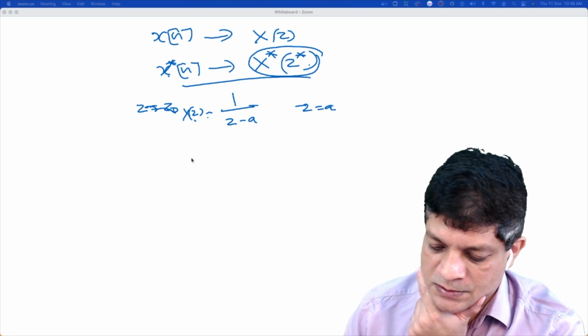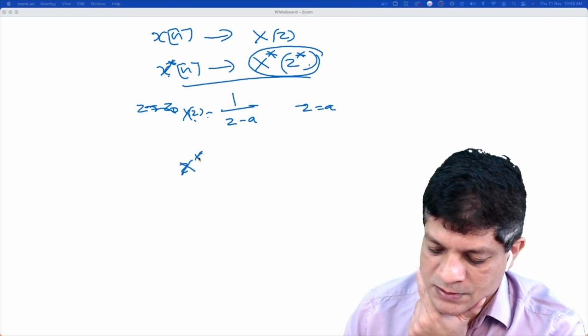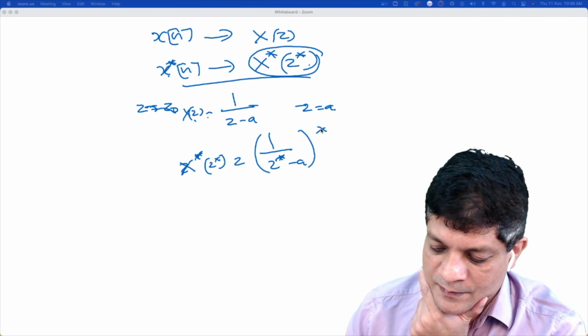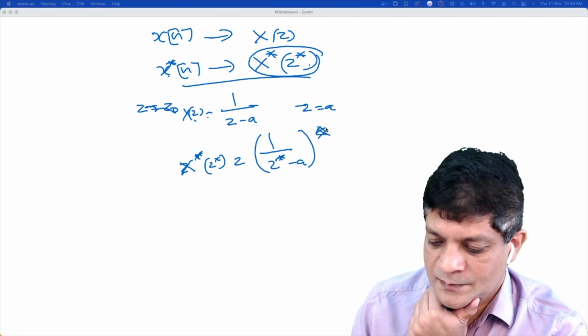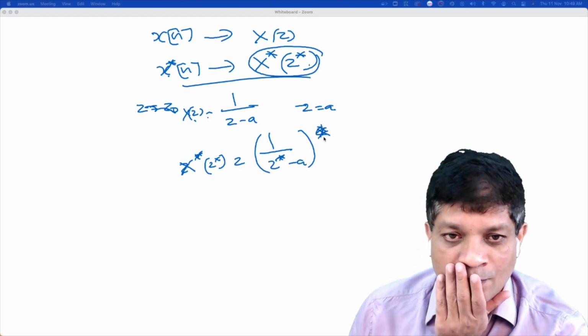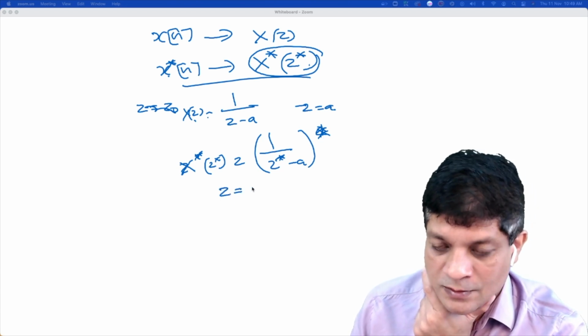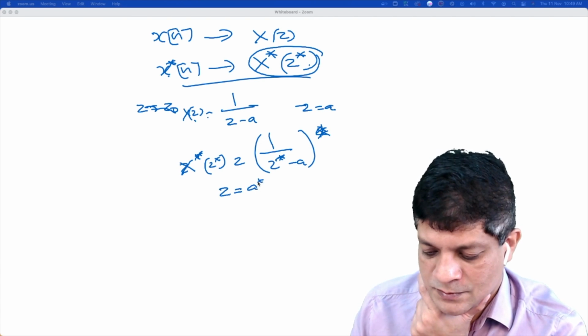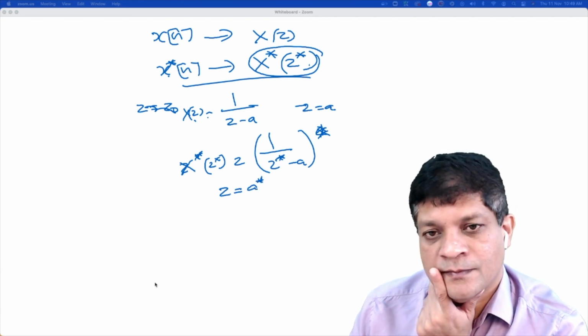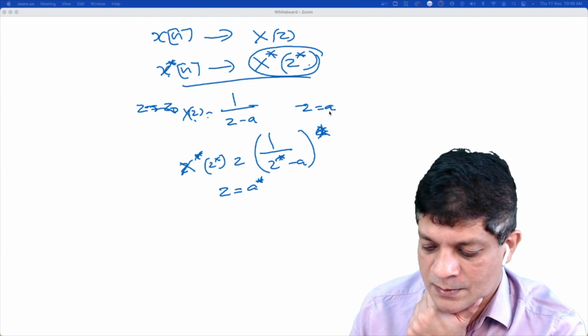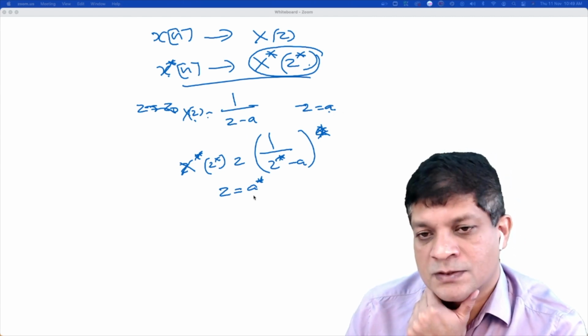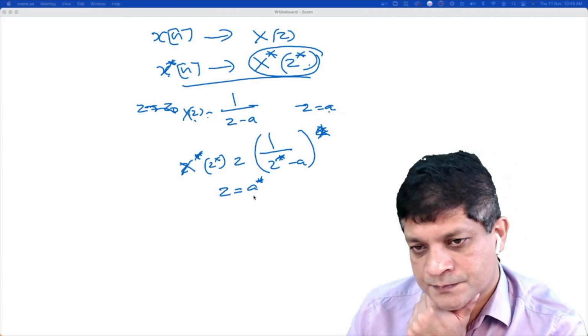If X of z is this, then what is X star of z star? Is it 1 by... Is it this? Yes, sir. Where is the pole? Pole is at A conjugate. A conjugate. Okay. Earlier the pole was at A, now it is at its conjugate location.